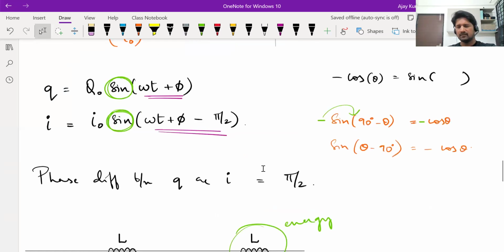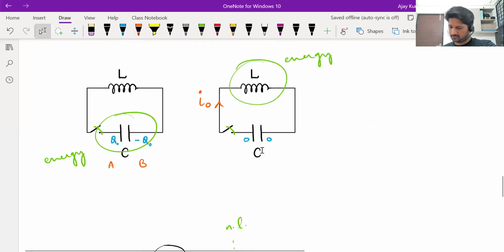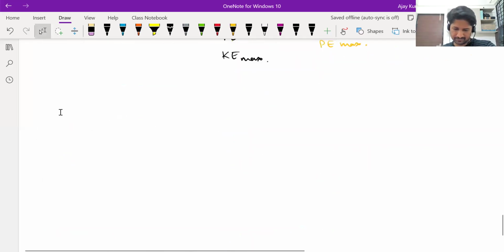Now we will do the calculation part. Remember, if you want to find out how much energy is there on the capacitor or how much energy is there in the inductor, you will need these equations, because energy stored in a capacitor depends on the charge on the capacitor. Energy stored in an inductor depends on the current flowing through the inductor, half L i square. Okay, so let's do that.